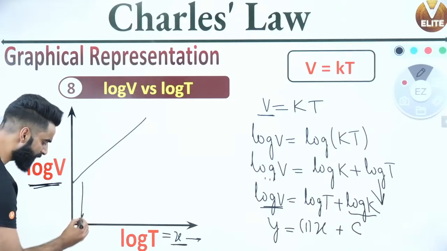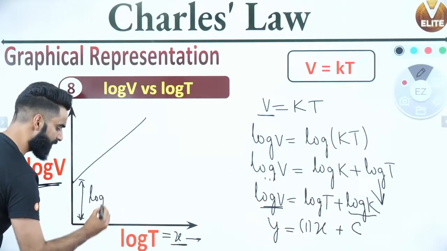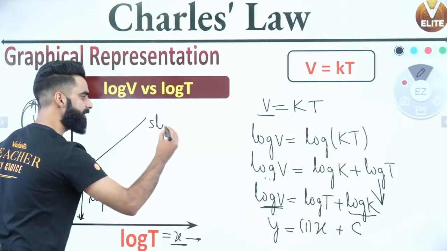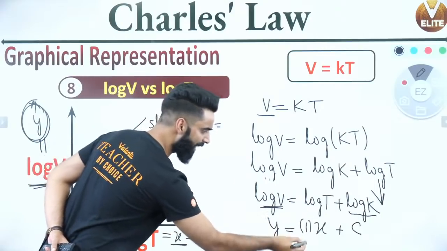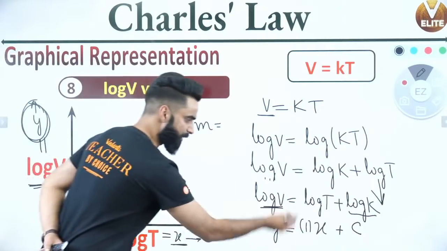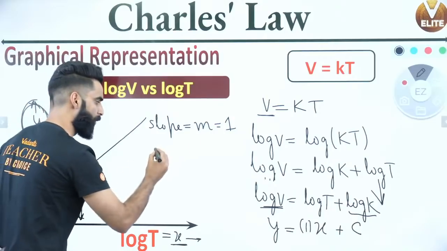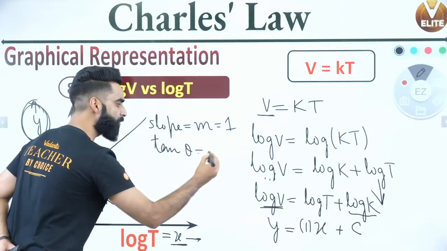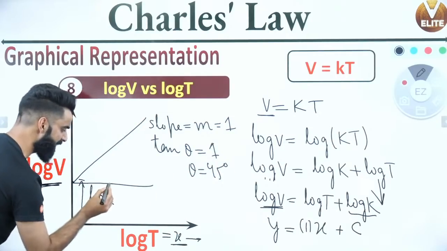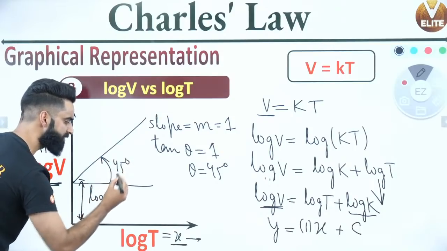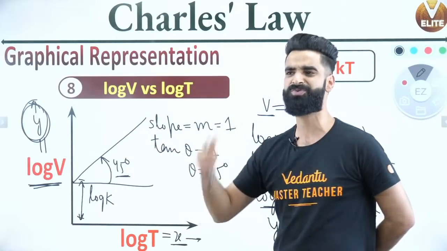If I ask you, what is the value of intercept C over here? Intercept C is equal to log of k. If I ask you, what will be the slope of the curve? Slope of the curve, that means m value is equal to 1, correct? If M value is equal to 1, slope is equal to 1. Slope is basically tan theta. Tan theta is equal to 1 means theta is equal to 45 degrees. So I will say this curve is making the angle 45 degrees with the positive x-axis in the anti-clockwise direction, right? Very, very simple.